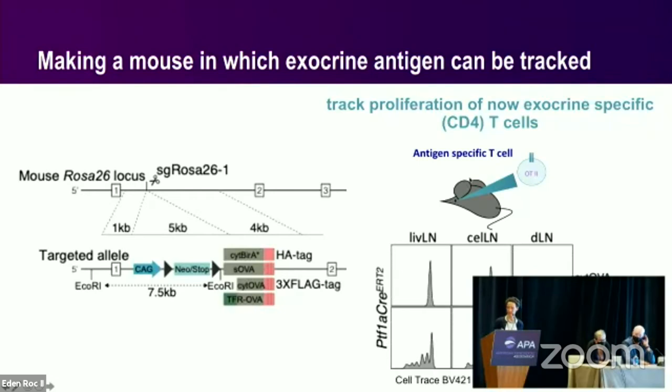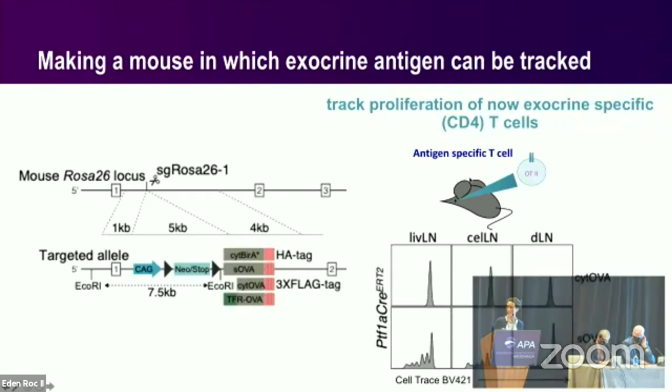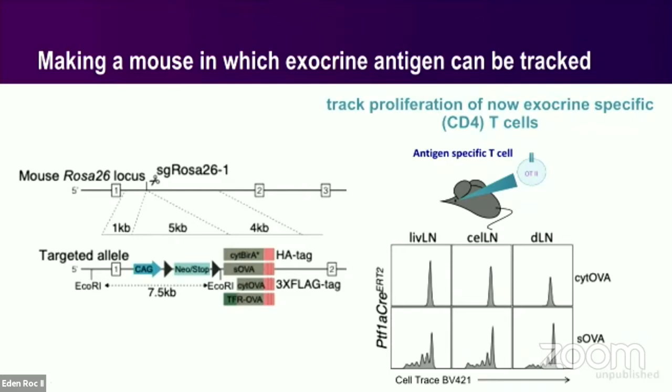So interestingly, and we were glad that we did this, the effort of making multiple mice, when you look at the proliferation of these CD4 T cells in the mouse that expresses cytosolic ova under the PTF1 promoter, you don't see any proliferation. However, if you do it with a mouse that has secreted ova, you see this beautiful and massive proliferation in the 3 lymph nodes that you would expect. And that's probably akin to a secretory protein from the exocrine pancreas.